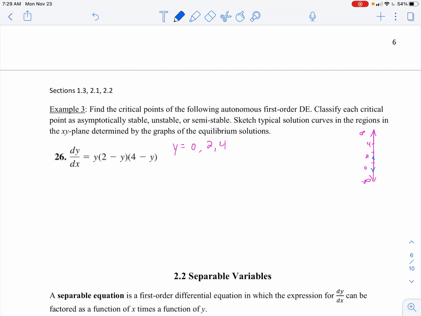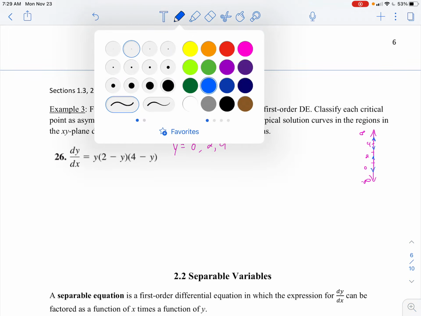We pick 3, do the same thing. 2 minus 3 is negative, 4 minus 3 is positive. So we're going to be negative, 2 positives and 1 negative. And then when we do, say 5, we're going to have a negative and another negative, but then a positive, so we're going to be up, above 4. All right, so let's go ahead and graph the solution curve, and we're done.